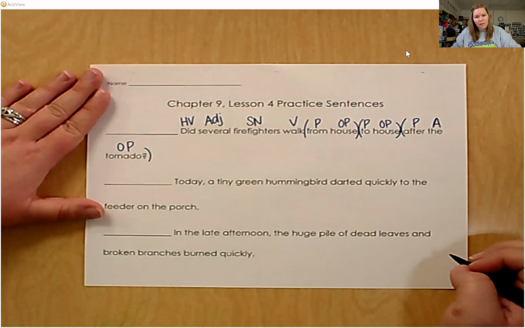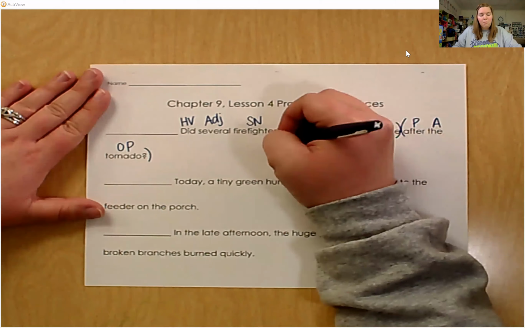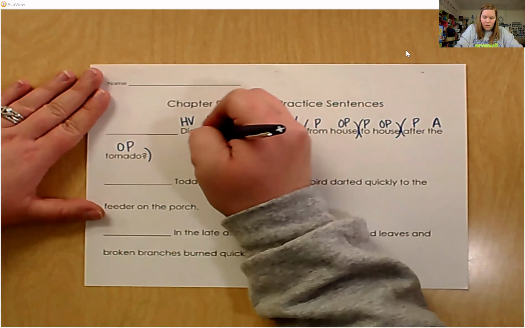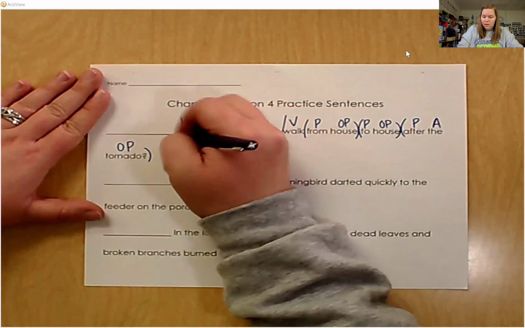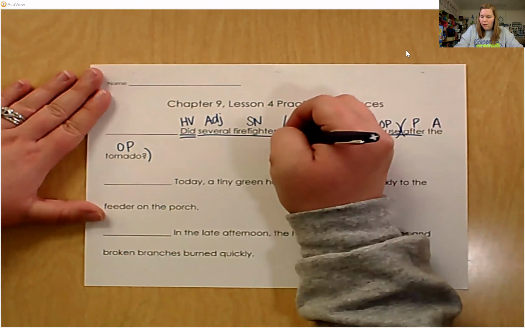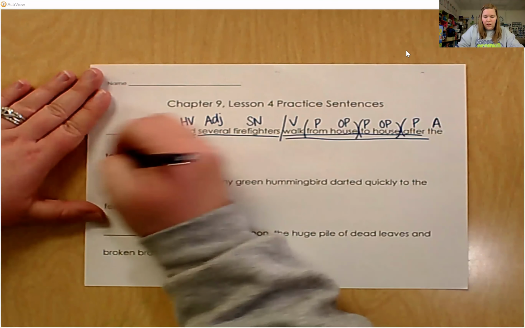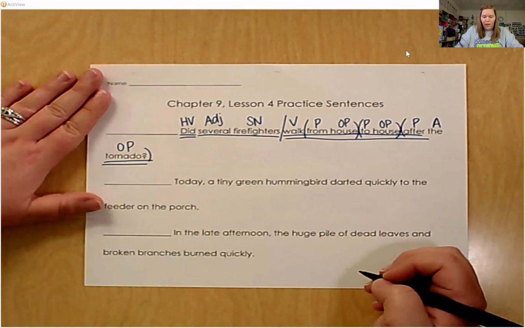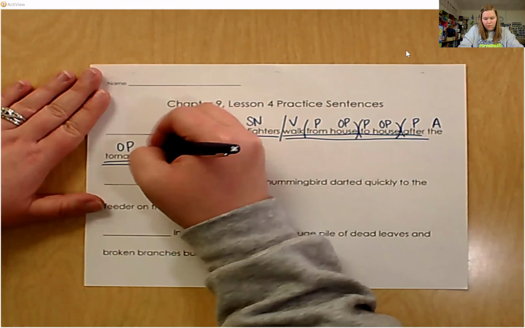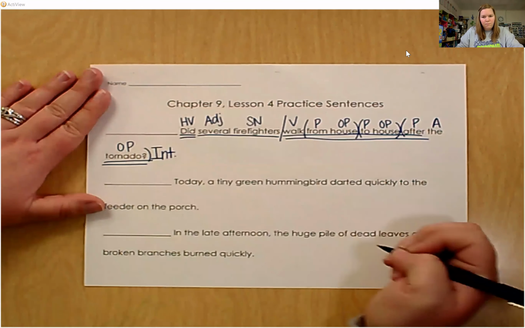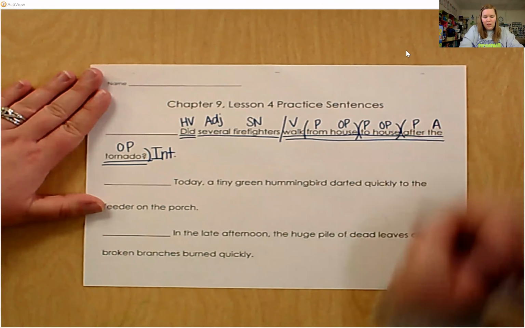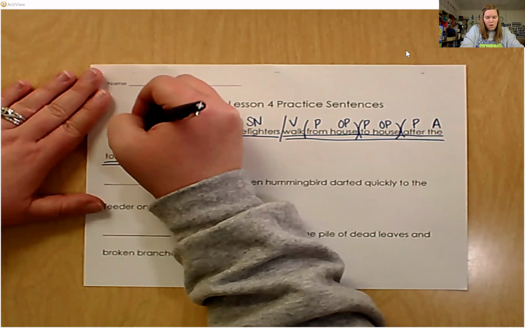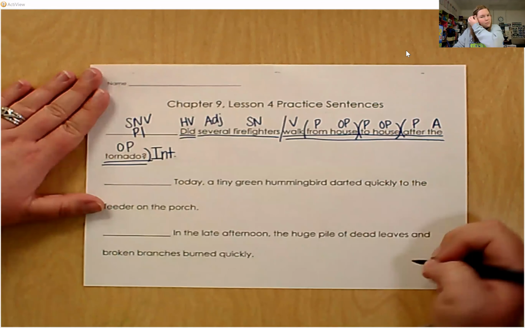Where do we divide this sentence? Right before the main verb. But the subject is just several firefighters. The predicate is did walk from house to house after the tornado. This is a question mark asking sentence, interrogative sentence. Let me make sure that the is underlined. There we go. And it follows subject, noun, verb, pattern 1. Very good.